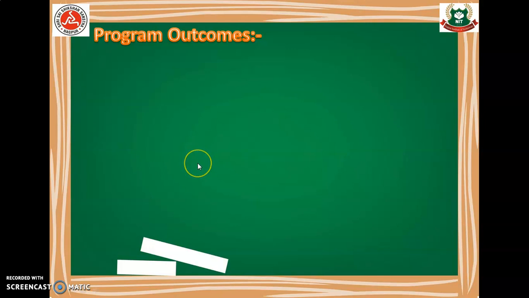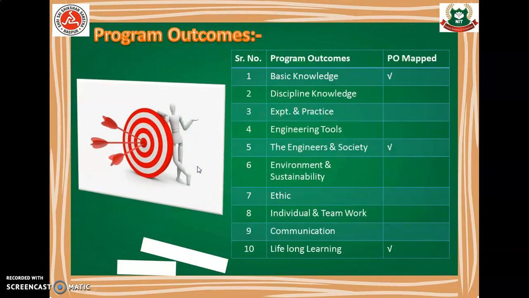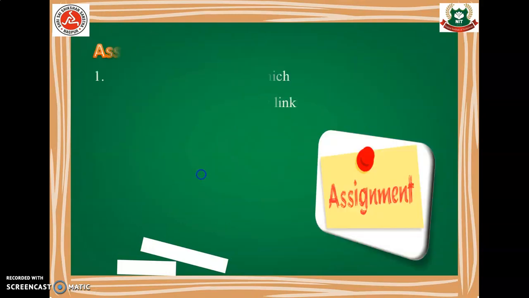Now let us see the program outcome. So the program outcomes are, we have covered the 3 program outcomes. Number 1 is basic knowledge, number 2 is the engineers and the society, and number 3 is lifelong learning. We have studied the gyroscopic couple and we will remember the effect of this gyroscopic couple on airplane in our entire life.